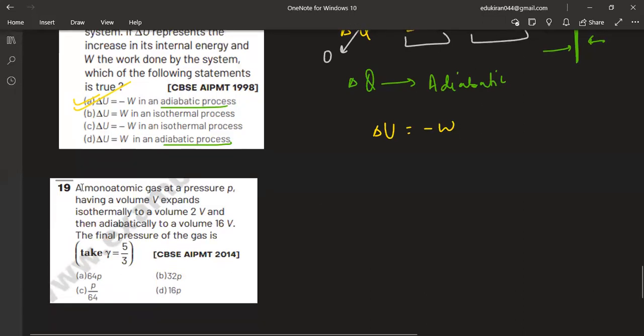All of you try this question 19. Let me know whatever options you're getting as your answers. After this, we'll discuss kinetic theory. So this is the last question from this section of first law and the processes. Try it by yourself, then we'll discuss, and send me your options in the chat column.